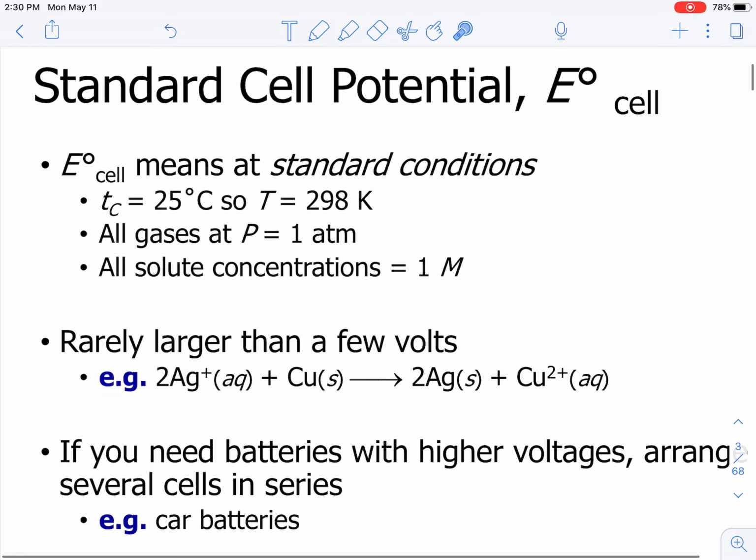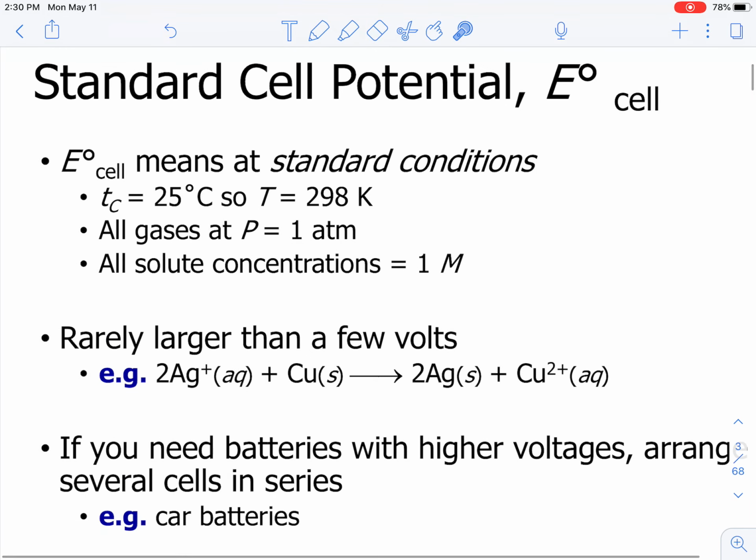Okay. And so typically, standard cell potentials are rarely larger than a few volts. And so when we go through these calculations, you'll see that sometimes it's less than 1 volt. Sometimes it's a little bit over 1 volt. It's very rare for us to see something that's like automatically like 3 or 4 volts or something like that.